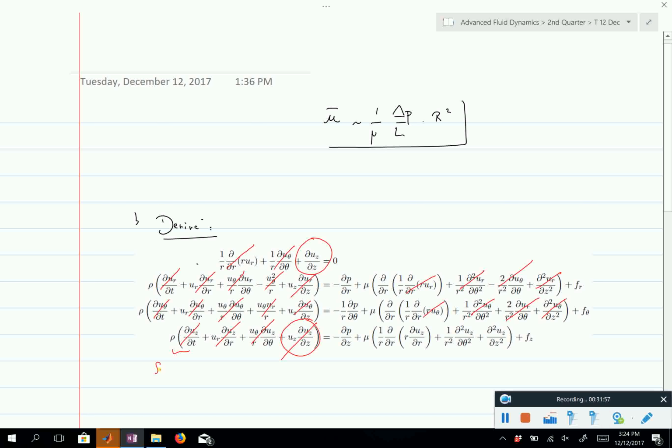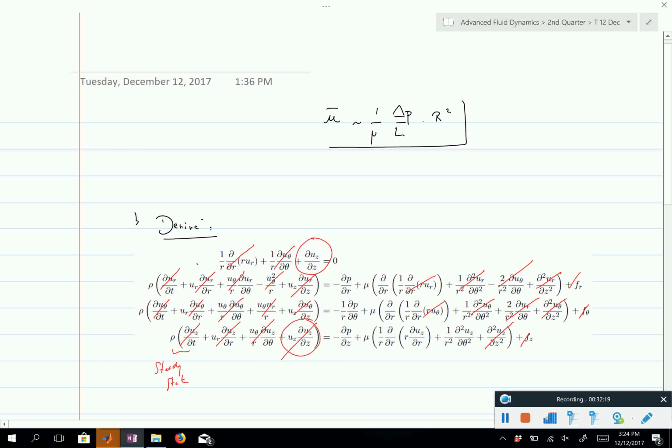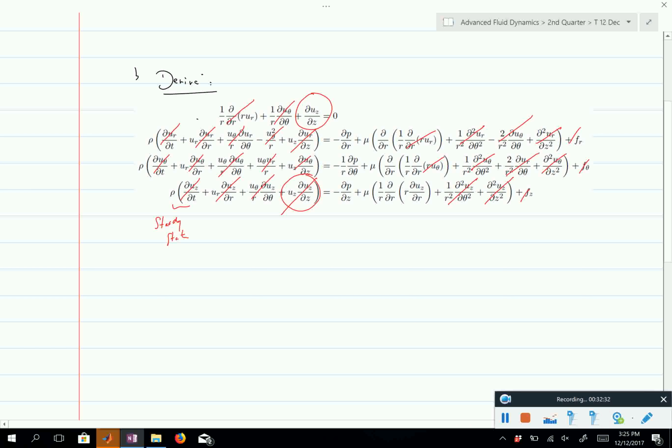This is going to be equal to 0 if we assume a steady state, which we will do. And if partial uz over partial z is equal to 0, then the second partial of uz with respect to z is also going to be equal to 0. I'm neglecting the body forces, and I'm assuming the flow to be axisymmetric. So if the flow is axisymmetric, then uz does not depend on theta. And so I'm left with these two terms.